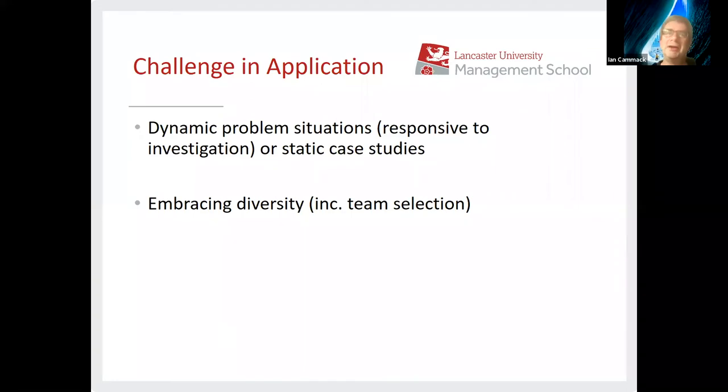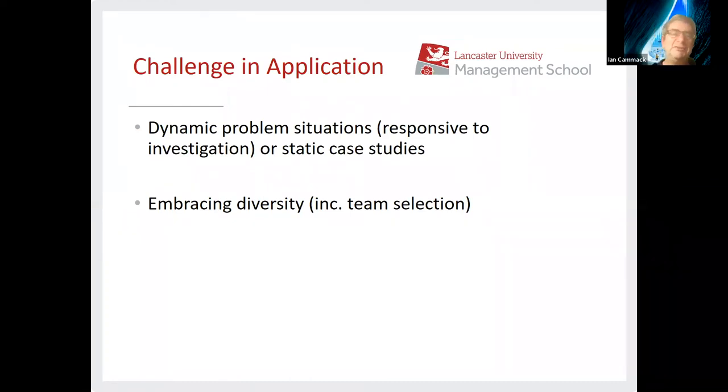Certainly my ideal situation is to go more towards dynamic problem situations where the students have a coaching relationship with a supervisor rather than an assessment-based relationship with a supervisor. That is really, really powerful.